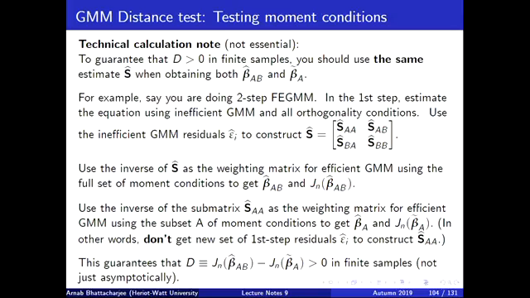And when you are doing it only under the A assumption, that is under the alternative hypothesis, then you only use S hat AA, inverse of S hat AA, right? But they are both based on the full set of moment conditions. So you don't need a new set of first-step residuals to construct S hat AA. In fact, it is advised that you don't do that. Asymptotically, you will be correct if you did that, but you cannot guarantee that D is greater than 0 in finite samples. Okay?